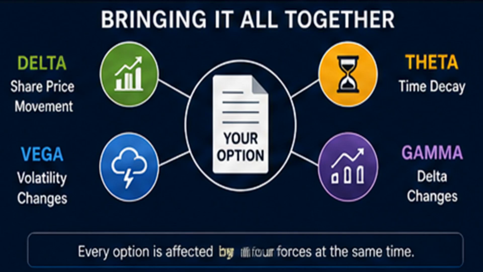Let's put everything together. Delta measures how your option reacts to movements in the share price. Theta measures the effect of time passing. Vega measures changes in market volatility. Gamma measures how quickly delta changes. Every option is affected by all four at the same time. The Greeks don't predict the future. They simply help explain why an option's price changes. Once you understand these four measurements, options become much easier to understand.